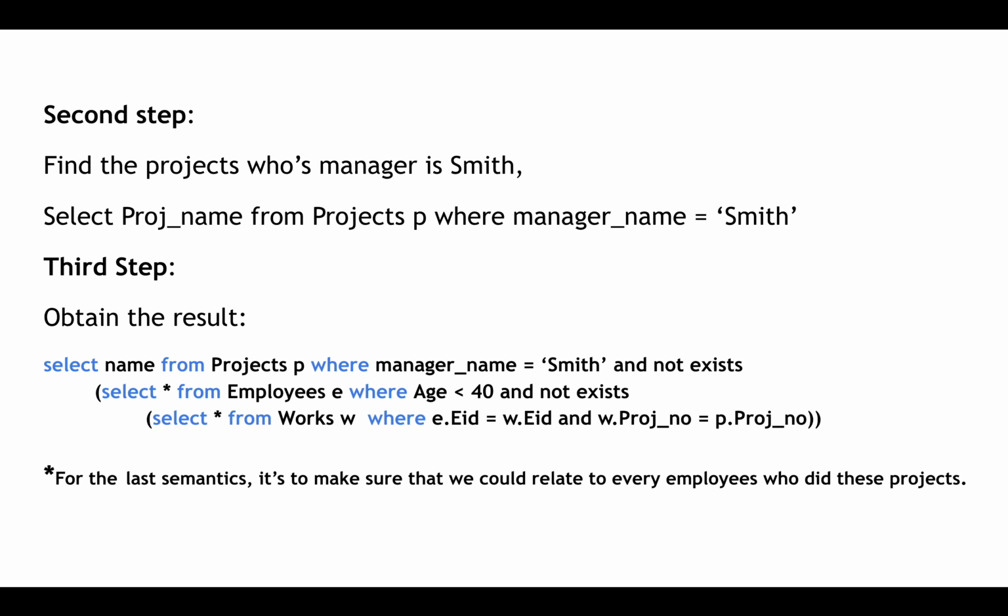Finally, we combine the above two steps to obtain the result. The query you need to solve should be the outermost layer. So the operation would be select name from project where manager name equals Smith and not exists select from employees where age less than 40 and not exists select from works where employees EID equals works EID and works project number equals project number. The semantics is to make sure that we could relate it to every employee who did these projects.